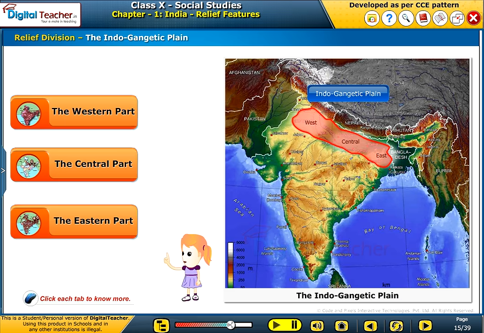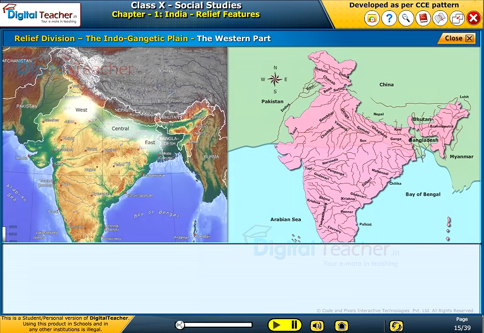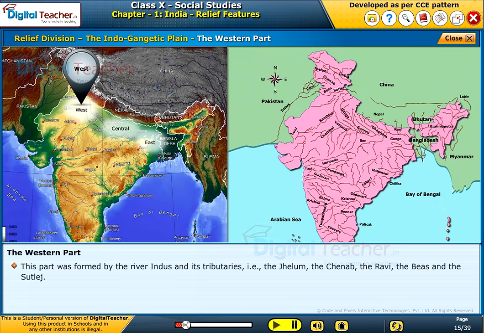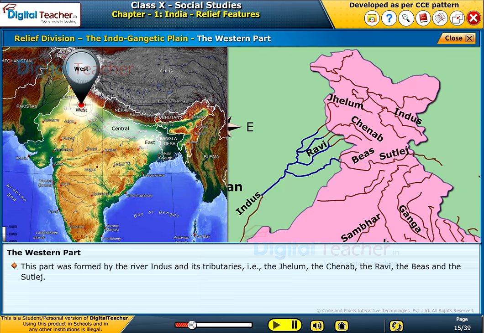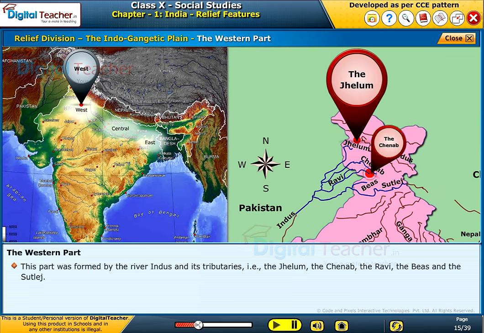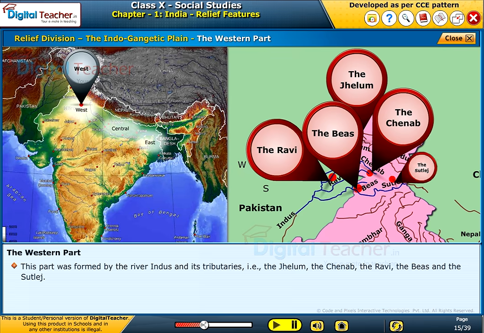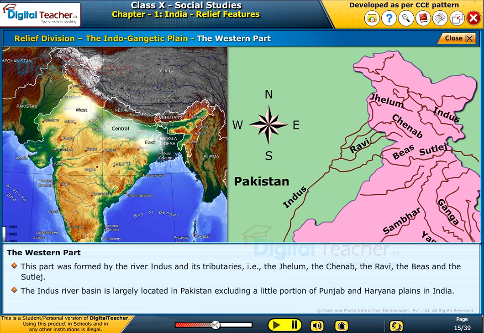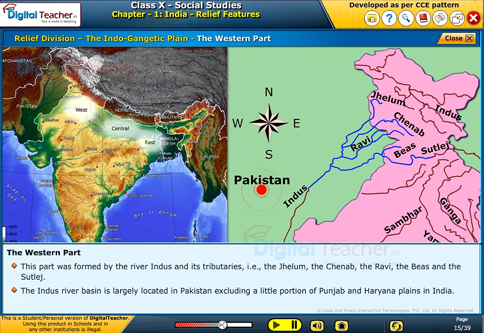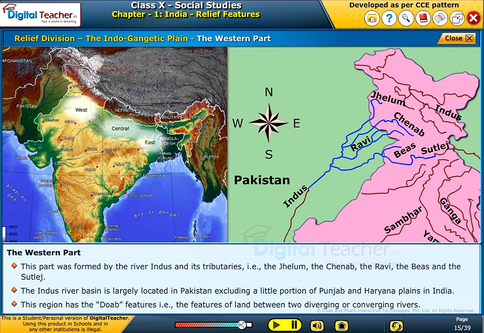Click each tab to know more. This part was formed by the river Indus and its tributaries, that is, the Jhelum, the Chenab, the Ravi, the Beas, and the Satluj. The Indus River basin is largely located in Pakistan, excluding a little portion of Punjab and Haryana plains in India. This region has the doab features, that is, the features of land between two diverging or converging rivers.